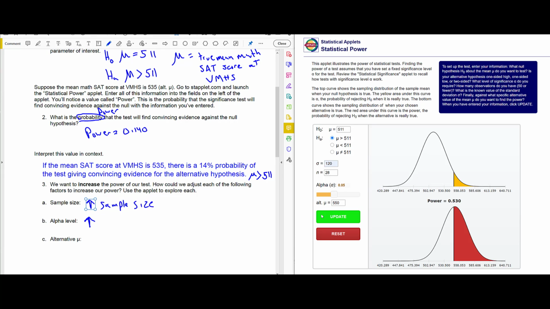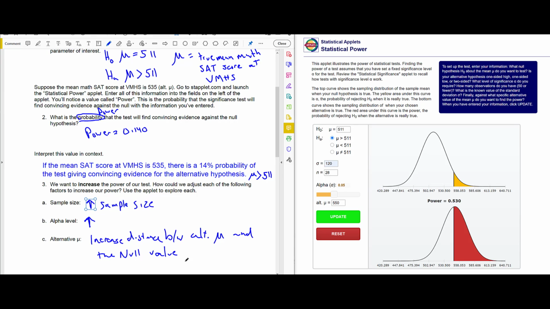So in this case, you want to increase the distance between our alternative mean and the null value. So if we increase that distance between those two values, our power will increase.